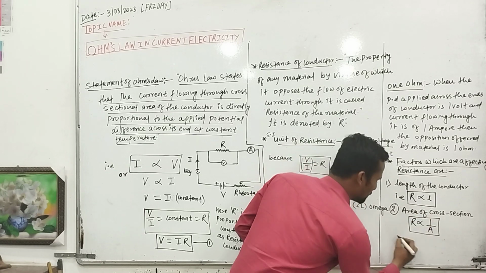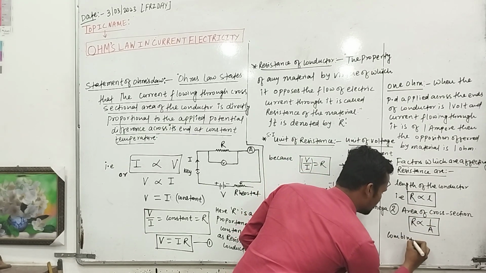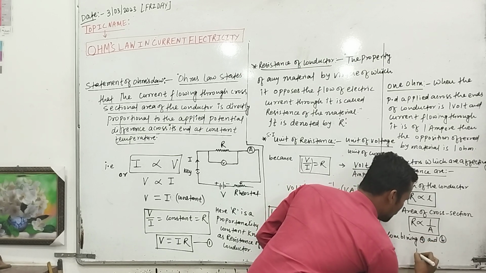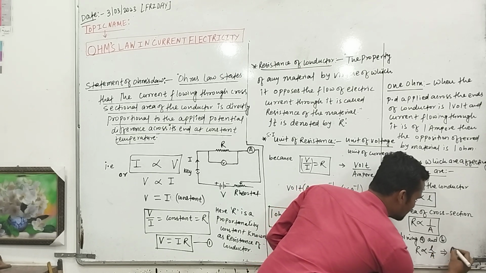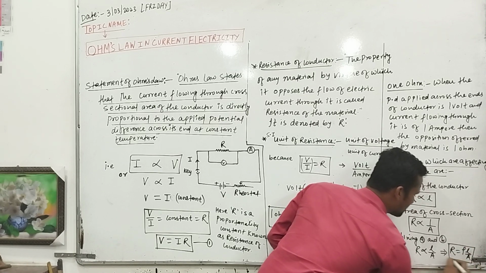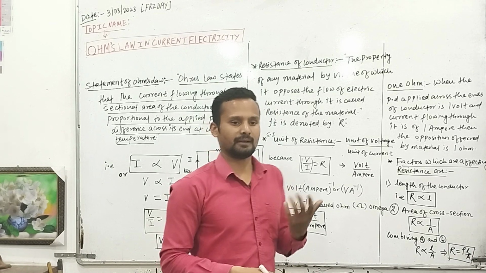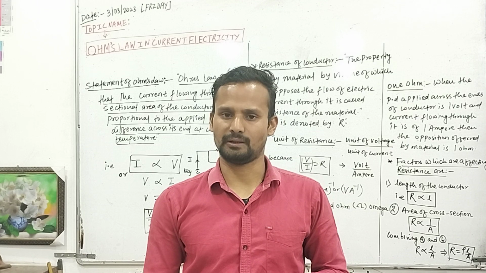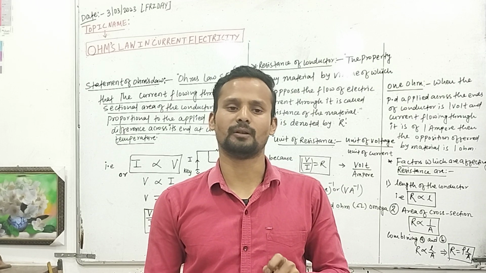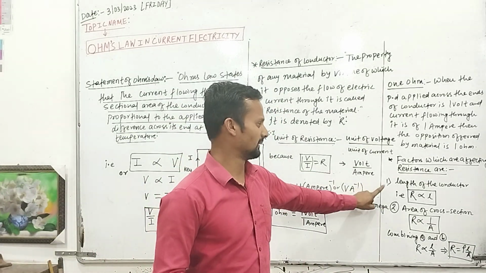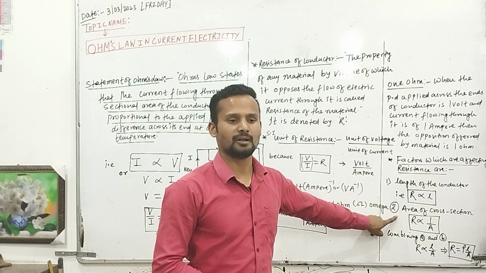So combining these two equations, A and B, we get R is directly proportional to L by A. It implies R is equal to rho L by A. So what is rho here? Rho is another constant which is known as the specific resistance of the material, or we say the resistivity of the material. Got it? Is it clear? So far, two factors: one is length of the conductor, another is area of cross section.